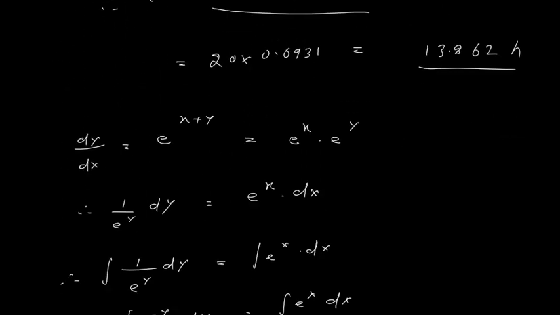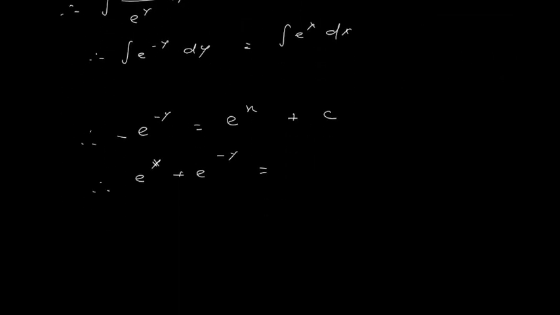So we will get some kind of constant. If I consider this as C1, then e power x plus e power minus y equals, this will go to that side and become minus C1. That minus C1 I can write as C. So my option A is the correct answer.